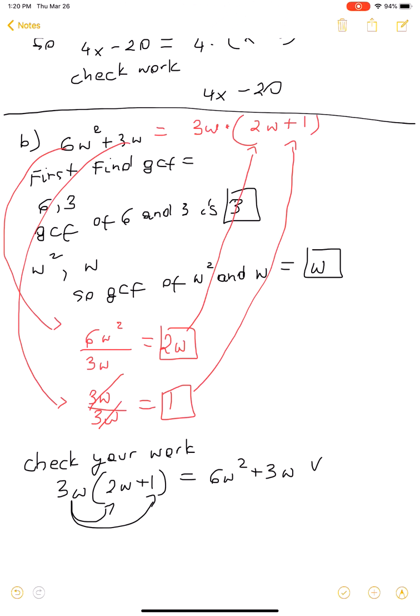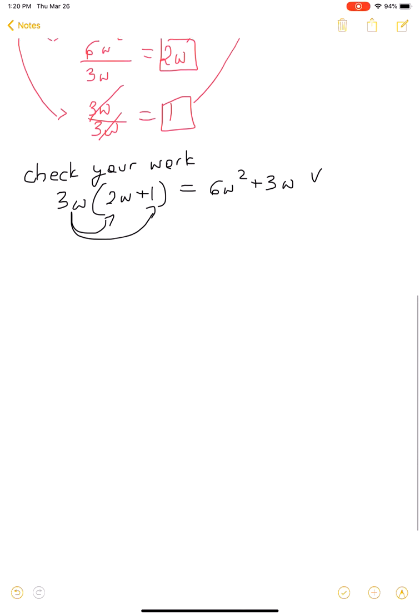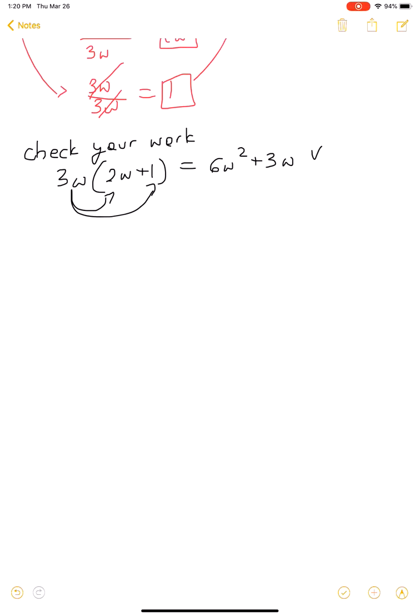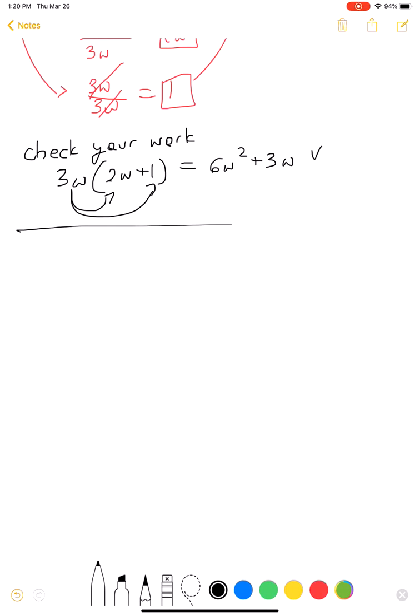Next, I'm checking the examples, factoring the GCF. I will just do one extra example with factoring the GCF. So this is example 10 from PowerPoint. We have to factor out GCF, the same thing. Let's just do one extra.